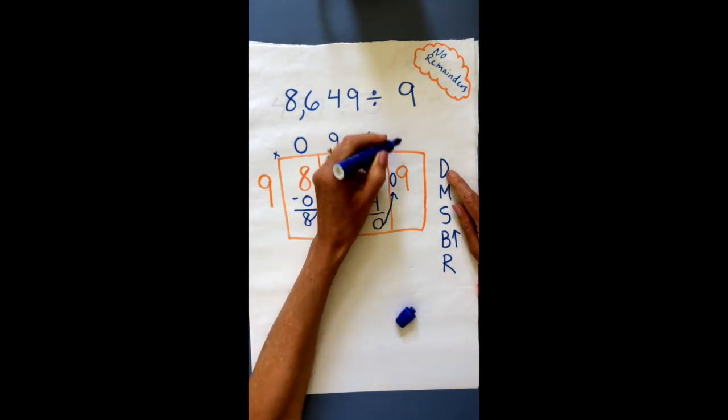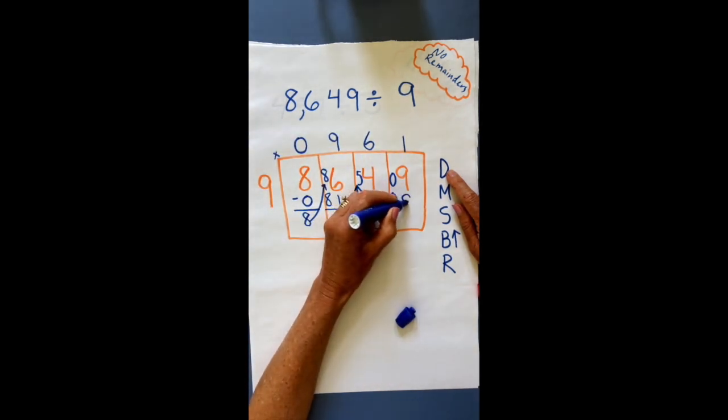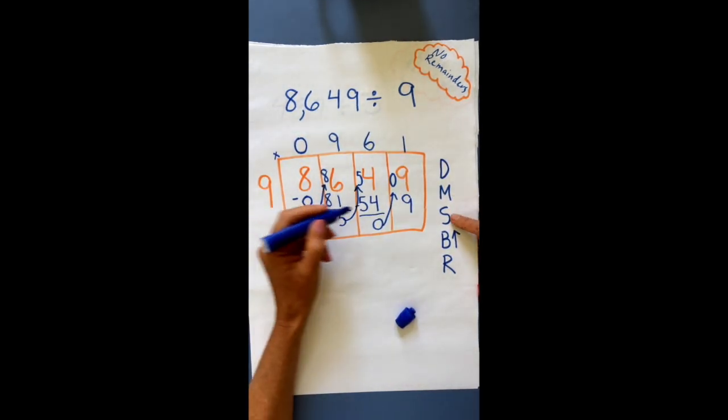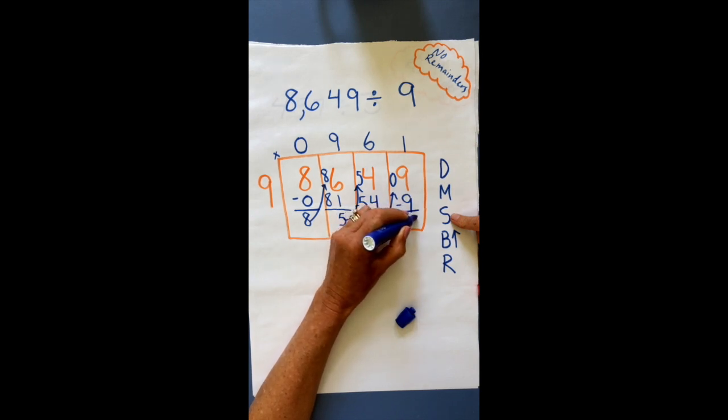How many 9s are in 9? 1. Now I'm going to multiply. 1 times 9 is 9. Then I'm going to subtract. 9 minus 9 is 0.